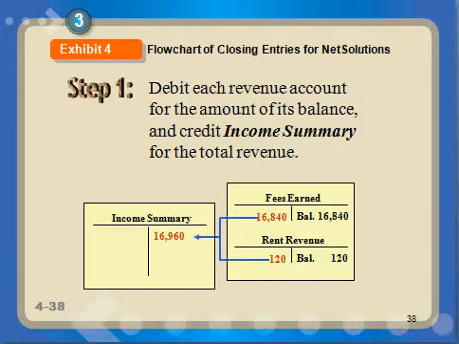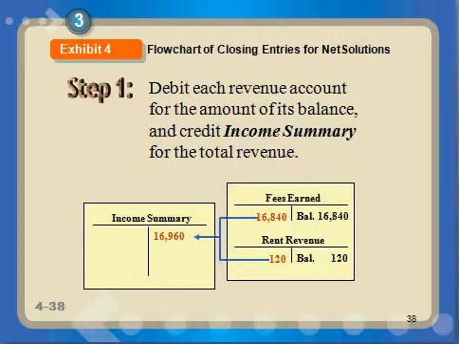And this slide shows the T accounts that we'd use for the first journal entry. We would debit fees income for fees earned for $16,840, and then we also had a rent revenue account, and it had a $120 balance, so we would debit rent revenue for $120 and then credit the income summary for $16,960, and that represents all of our revenue for those 2 months in our fiscal year.